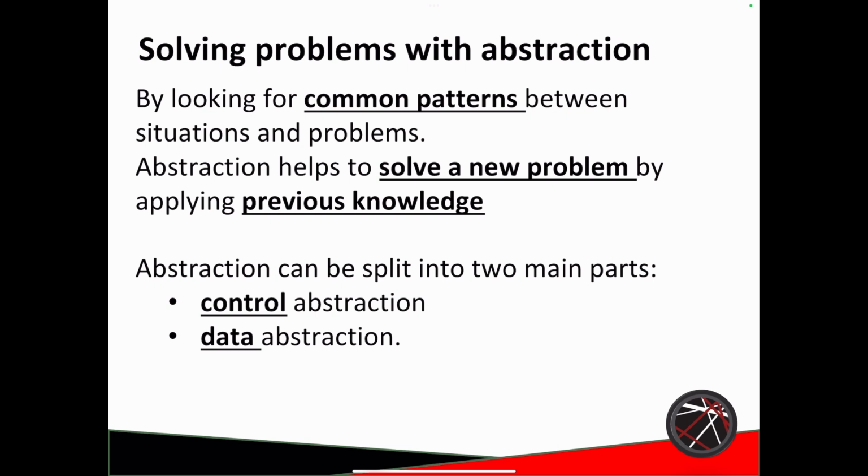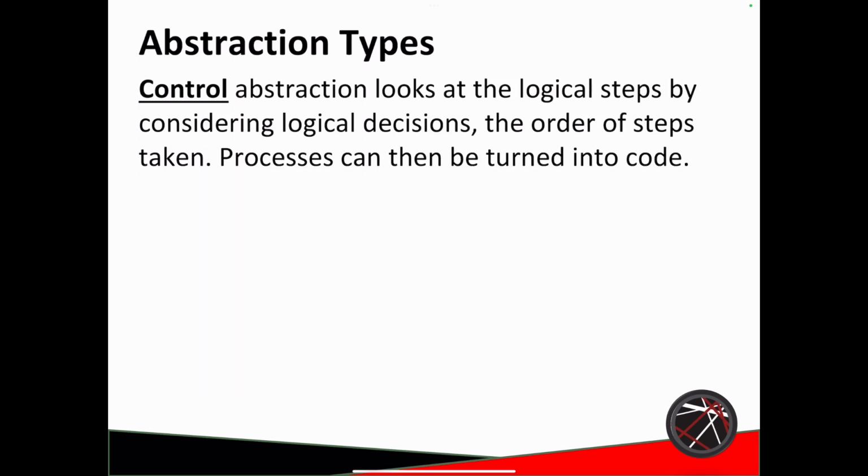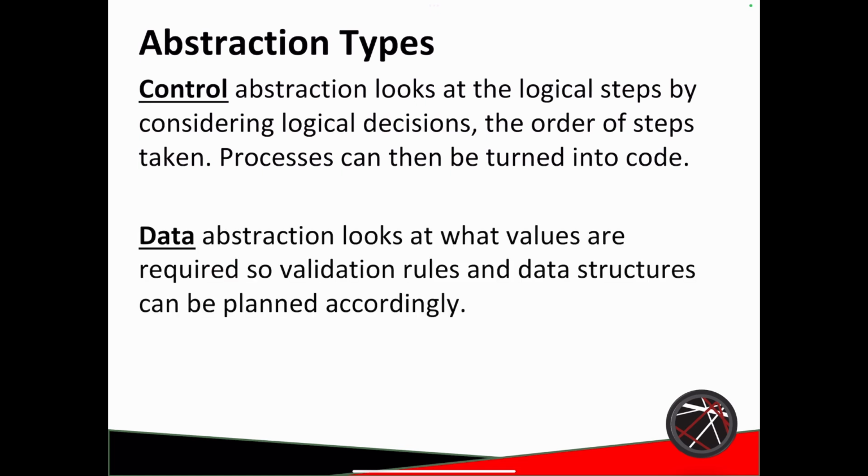There are two main types of abstraction: control and data. If we think of control first, control abstraction is where we're looking at the logical steps. We're looking at what logical decisions are actually happening, in other words the order that things happen in. If you think about that, that really helps you out, doesn't it? What things have to happen before one or another. It really makes life much easier to solve as a result.